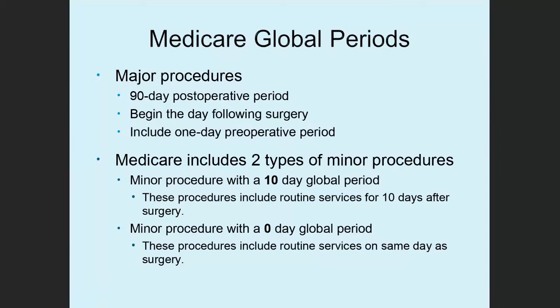A minor procedure with a 0-day global means that it's only the services provided on the same day as the surgery, the routine services. Beginning on the day after, you can start to code. What if a service is provided for a major procedure 95 days after the surgery? This can be reported separately since it is past the 90-day period. What if the service is provided for a minor procedure the day after the zero? For a 0-day service, this can also be reported separately.